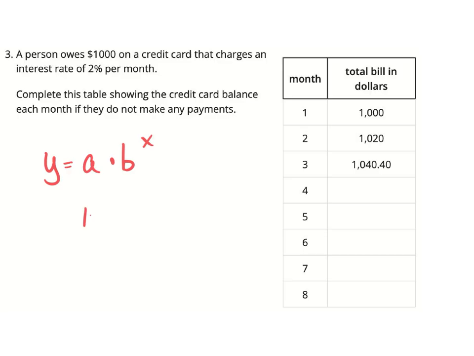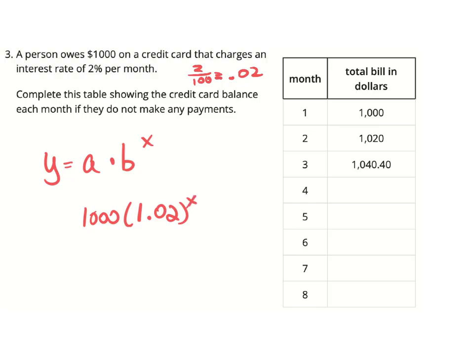Our initial amount is 1,000. We have to multiply that by 2%. 2% literally means per cent: per means divide, cent means 100. It comes out to 0.02. Now, this is growing, it's not decreasing. The interest rate is added to the balance. Because 1,000 is 100%, or 100 divided by 100 gives us 1, we add the increase in percentage and get 1.02 to the x power.